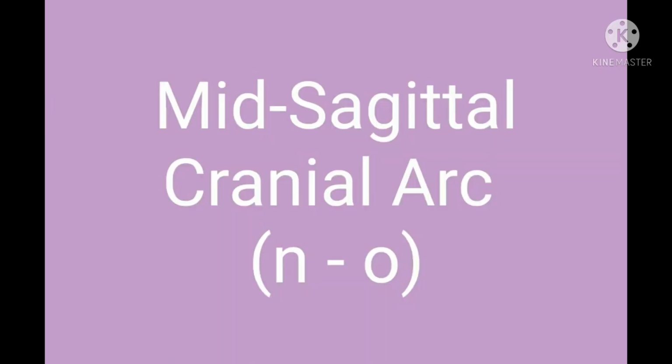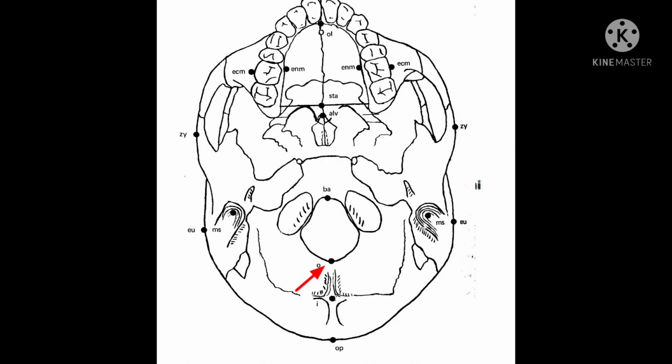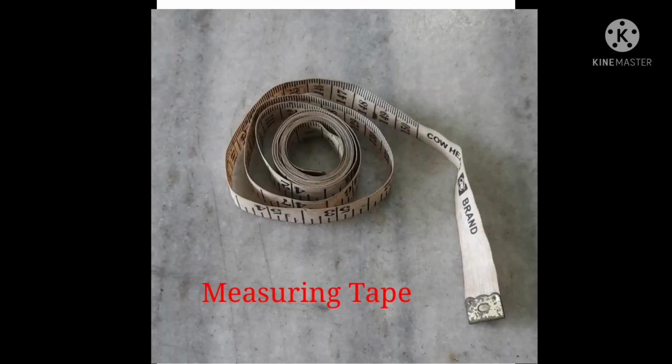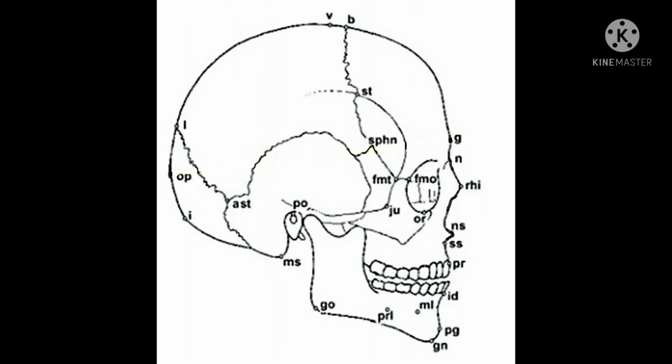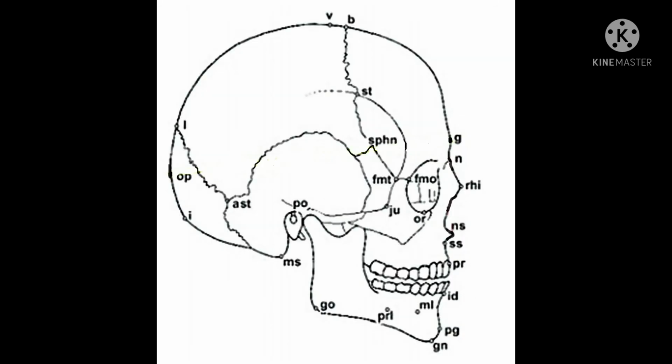Mid-sagittal cranial arc. It measures the arc distance between the nasion and the opisthion. Tape is used for this particular measurement. The measurement is taken in the mid-sagittal plane. From the nasion, the tape is extended to the opisthion over the cranium. So this is the procedure for taking the measurement of the mid-sagittal cranial arc.